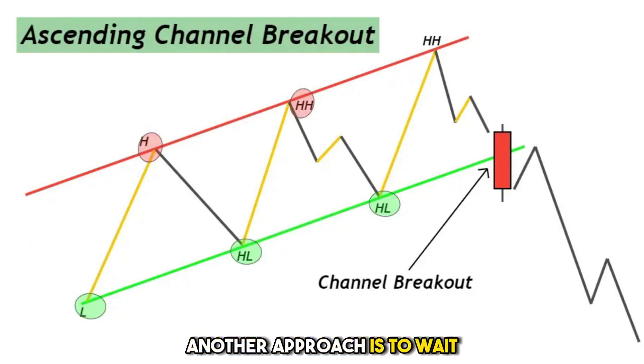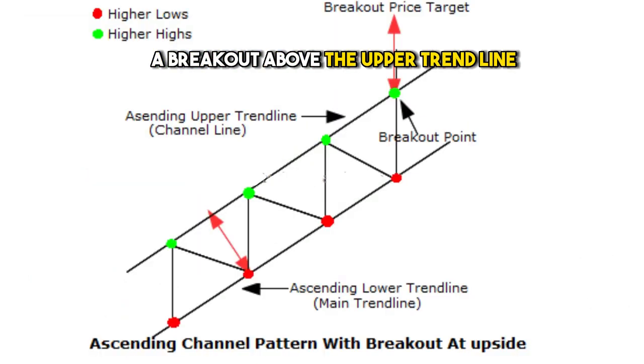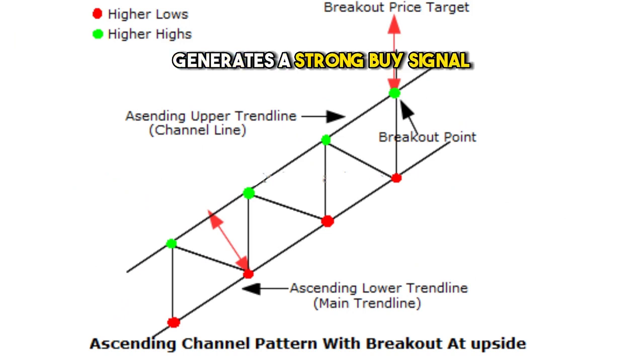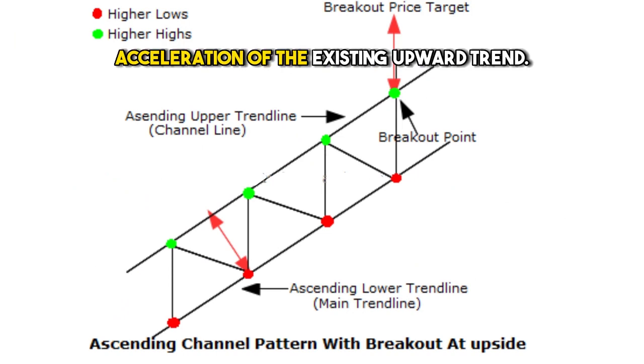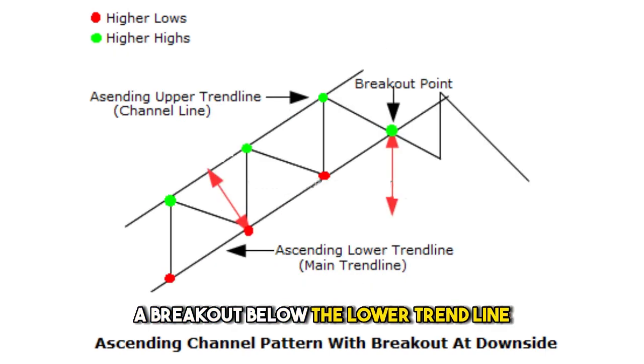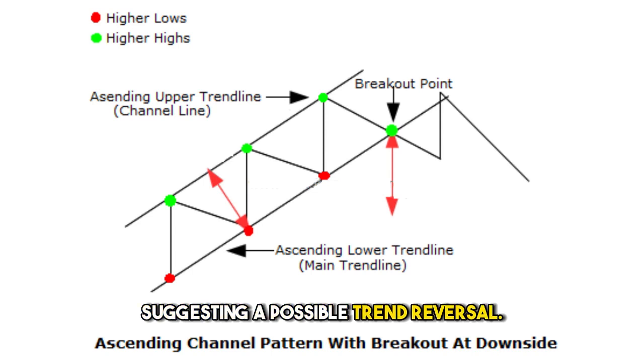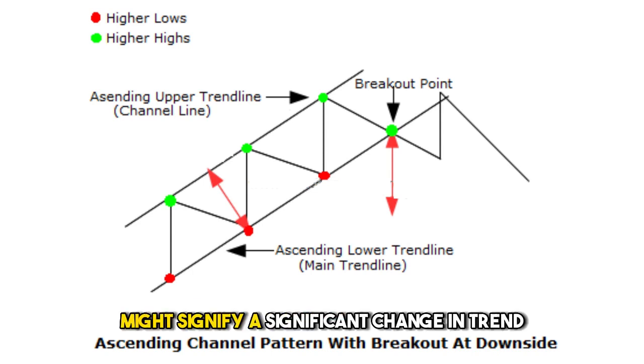Another approach is to wait for a breakout above or below either trend line. A breakout above the upper trend line generates a strong buy signal, indicating a potential acceleration of the existing upward trend. On the other hand, a breakout below the lower trend line generates a strong sell signal, suggesting a possible trend reversal. Breaking through the trend line might signify a significant change in trend.